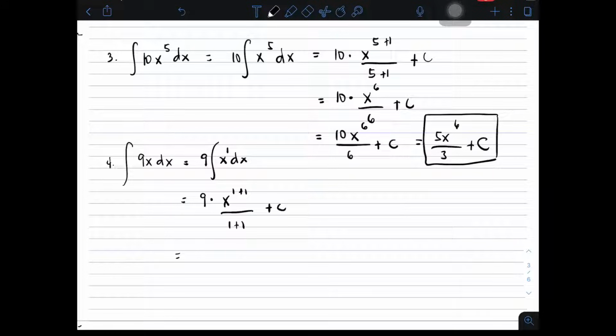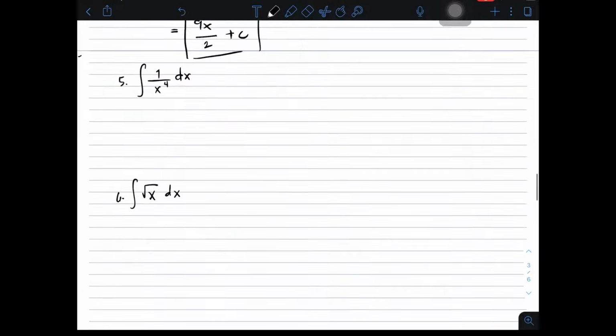And then simplify natin. You have your 9 times x squared over 2 plus c. And then your final answer is 9 x squared over 2 plus c. This is the answer for item number 4. So I hope sa unang 4 na examples natin, natutunan nyo na yung pag-apply ng power rule. So let's move on to item number 5.